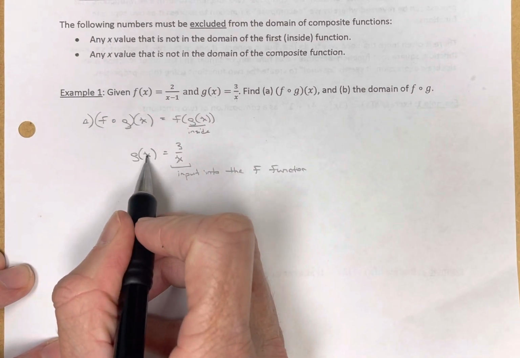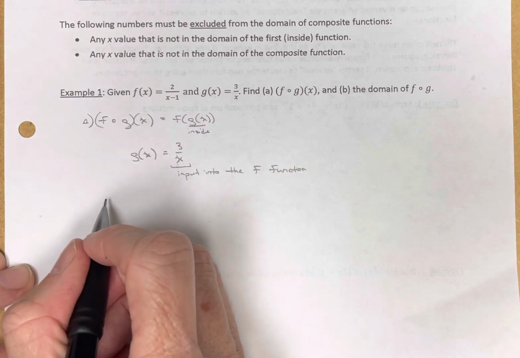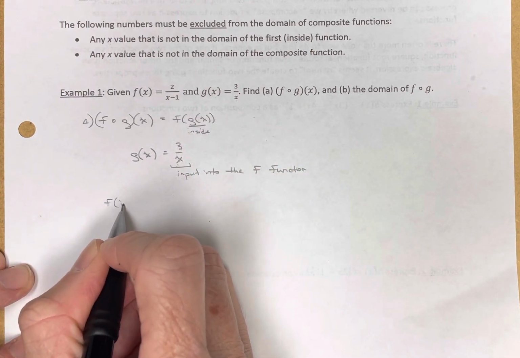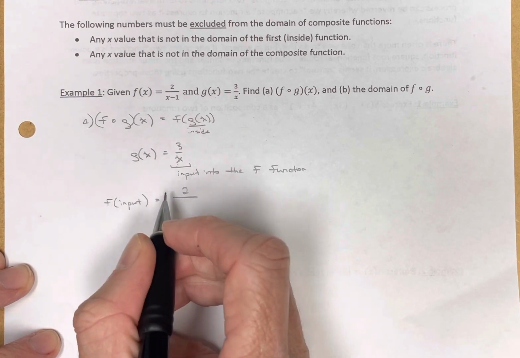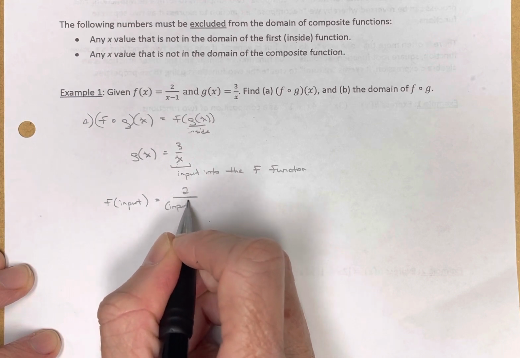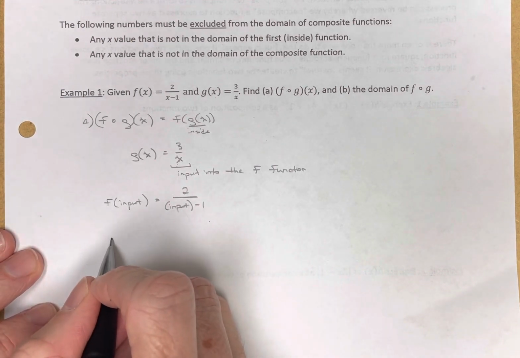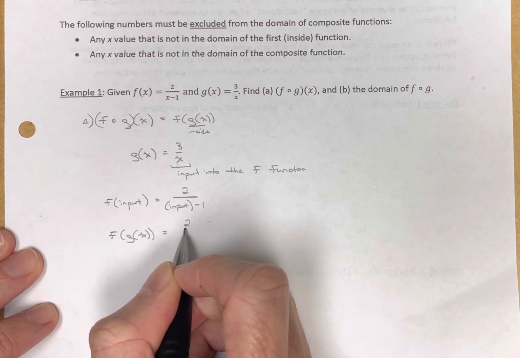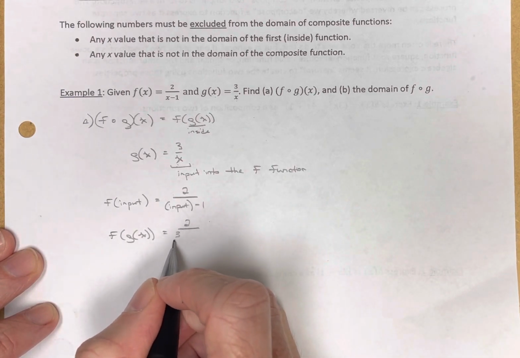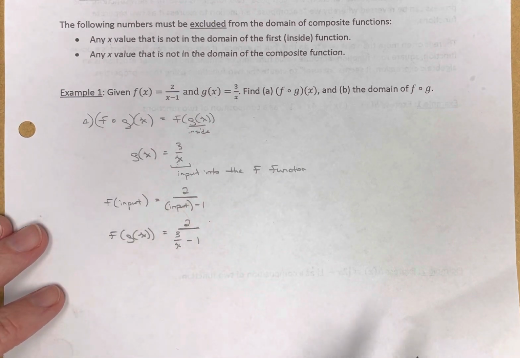So we put in x, we got out 3 over x. We're now going to put 3 over x into the f function. And we know the input of the f function is going to be written in the denominator down here. So f of g of x is equal to 2 divided by 3 over x minus 1, and we have just created a compound fraction that we need to simplify.